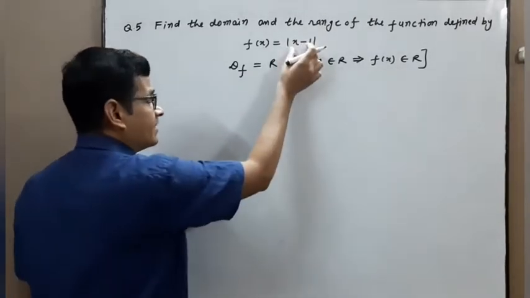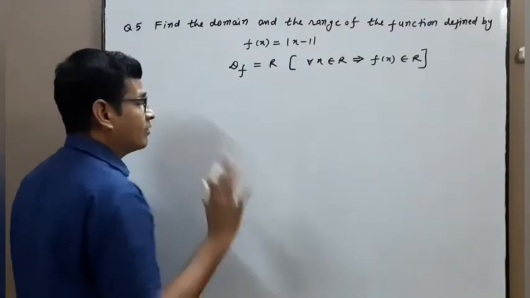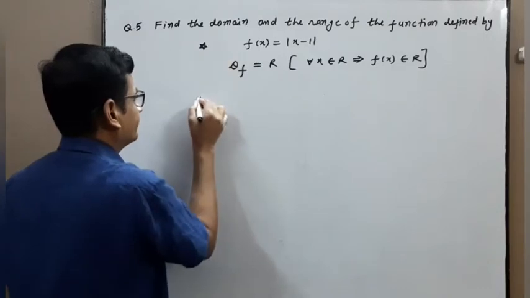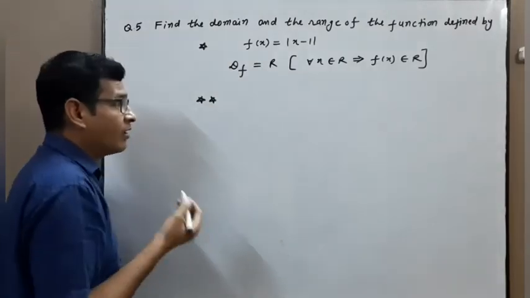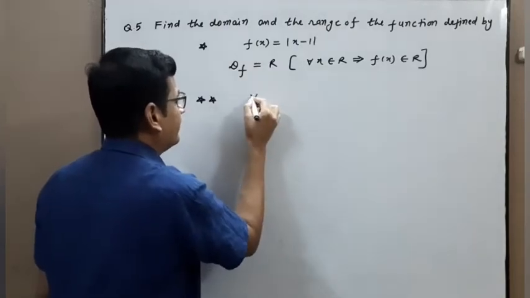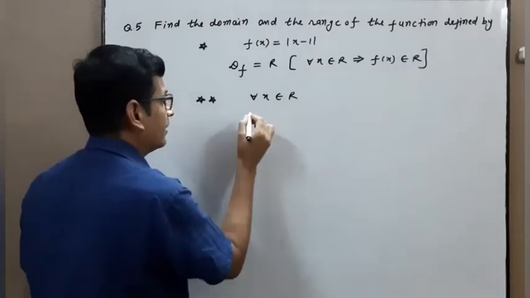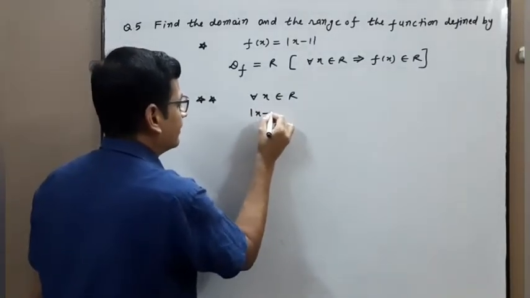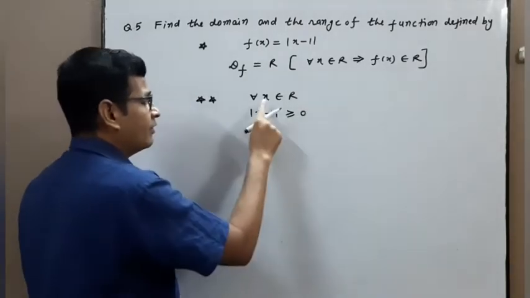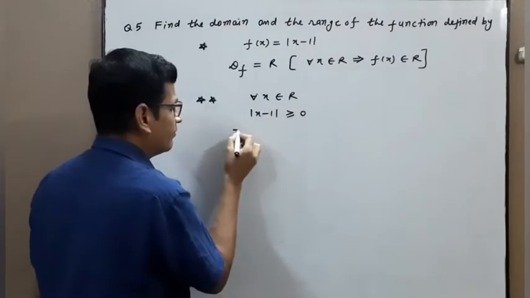Whenever a modulus function is given, with any linear expression inside the modulus, then always write domain equal to the set of real numbers. And now for range. Range means output, and range depends on domain. For every x belonging to real numbers, mod of x minus 1 is always greater than or equal to 0.